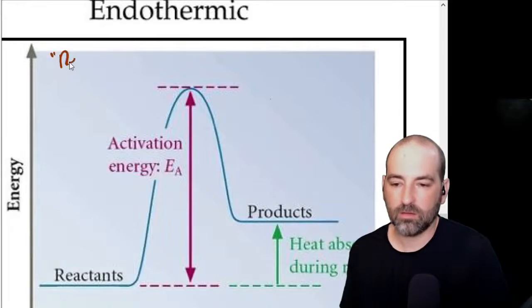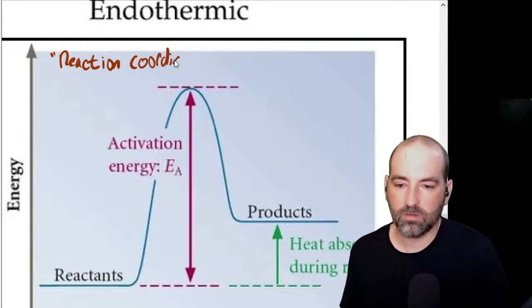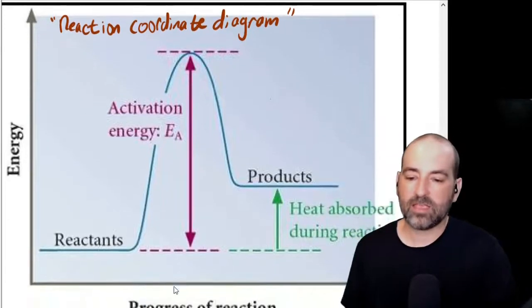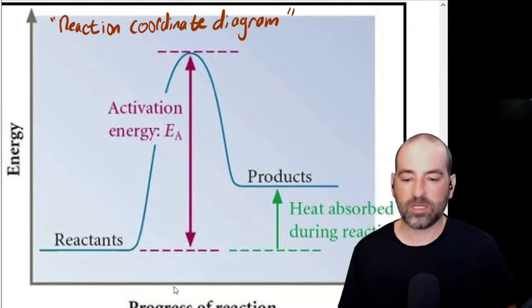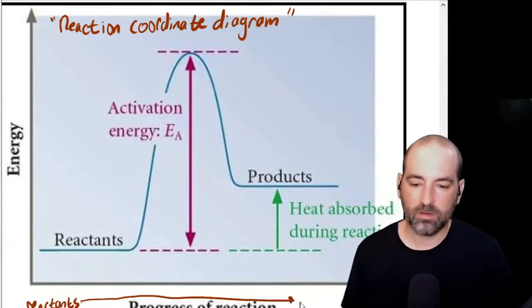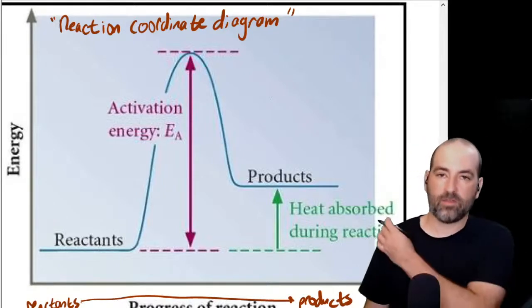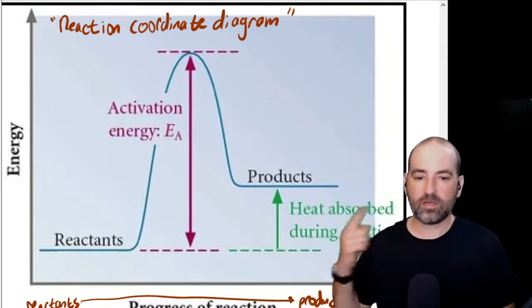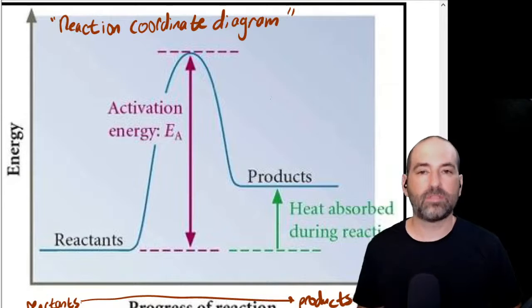called a reaction coordinate diagram. And the x-axis shows the progress of the reaction, which means reactants going to products. So we talked about those definitions last time. The reactants on the left, the products on the right. So as we go from reactants on the left to products on the right, what happens to the energy?